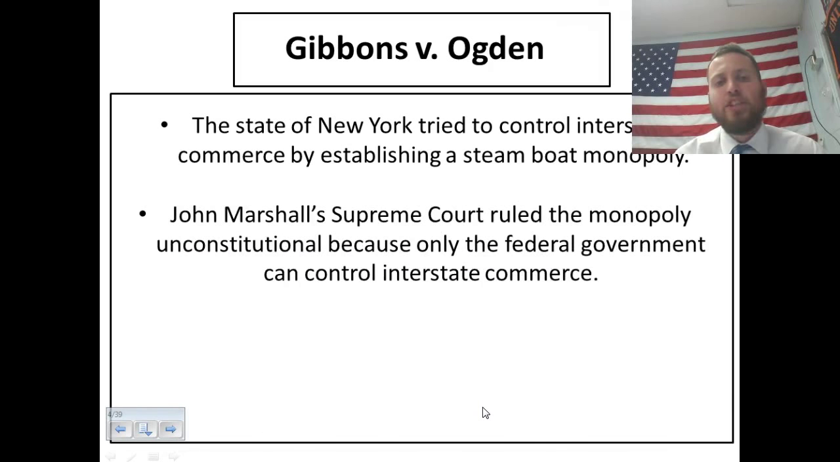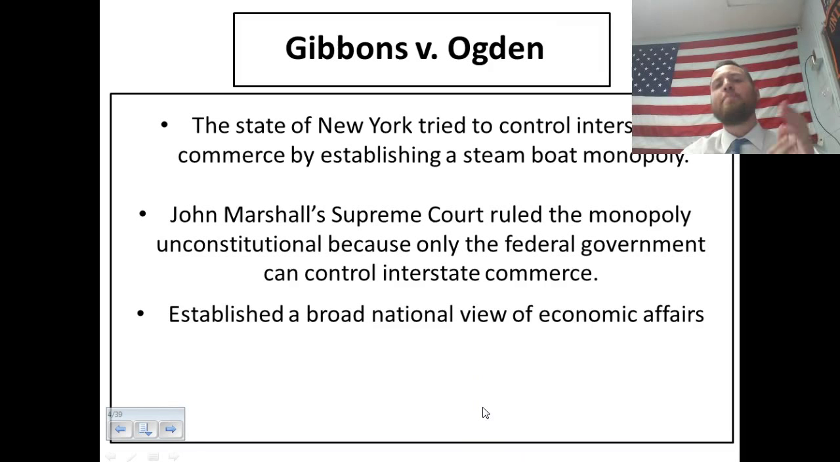Next point. John Marshall's Supreme Court ruled that the monopoly was unconstitutional because only the federal government can control interstate commerce. Only the federal government has the power of interstate commerce, not the state governments. This establishes a broad national view of economic affairs. And what we mean by that is we're going to view the business between the states on a big national level, not just a small level that only the states are concerned with.